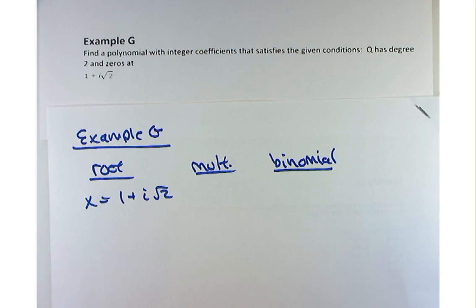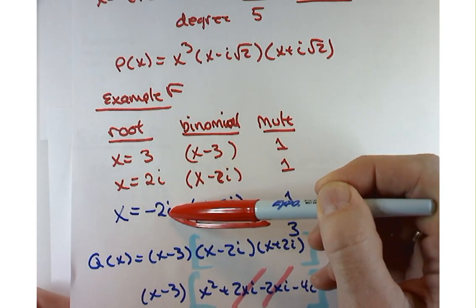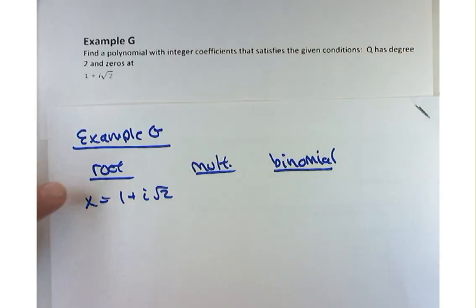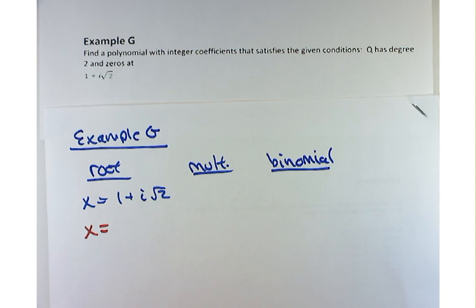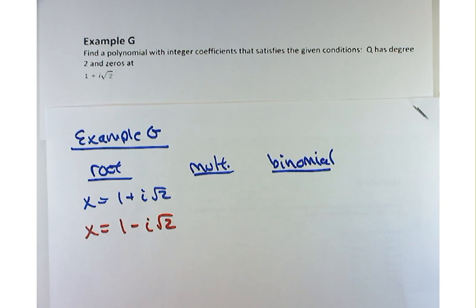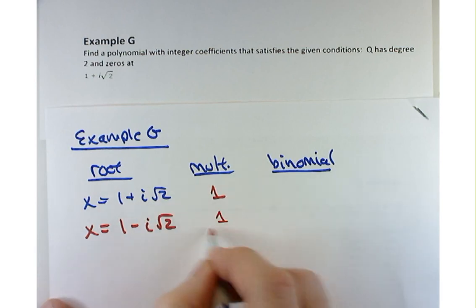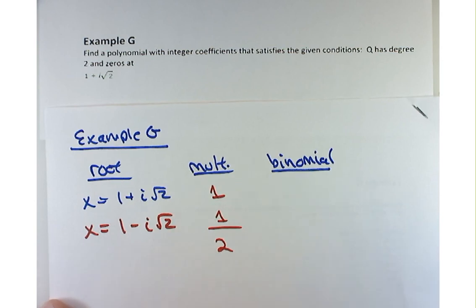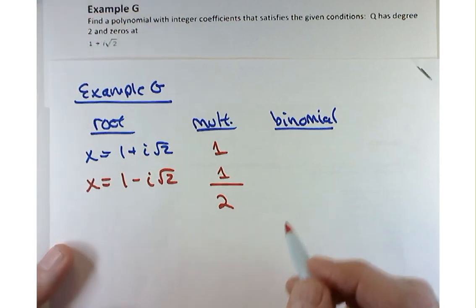And this is a lot like our last one in as much as if you have a root at 2i, then you're going to have its complex conjugate, a root at negative 2i. So this one's given, but there's another one that's implied: 1 minus i times the square root of 2. Perfect. Now that has a multiplicity of 1, that has a multiplicity of 1. So altogether I get a multiplicity of 2, or a degree of 2, I should say.